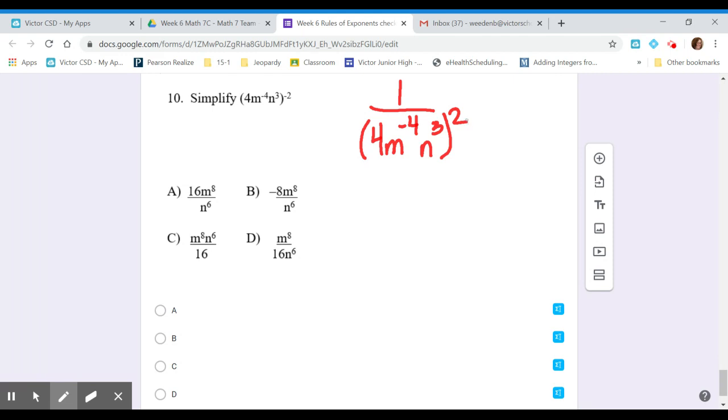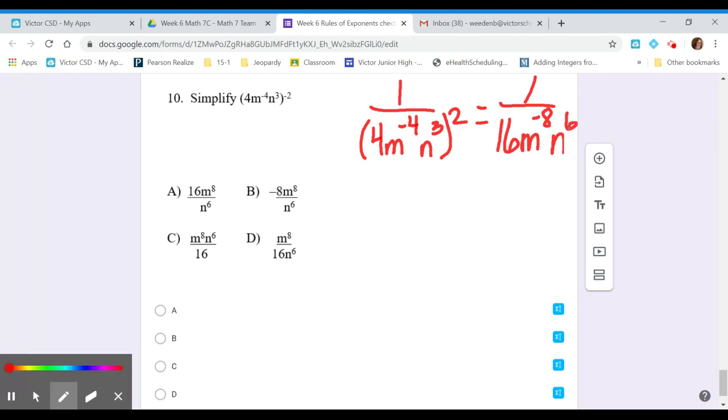So now I'm going to raise everything in my denominator to the 2nd power. So for now, I'm going to just keep my 1 in my numerator. 4 squared is 16. M to the negative 4 to the 2nd power, we multiply. So it's m to the negative 8. And then n is raised to the 6th power because 3 times 2 is 6.